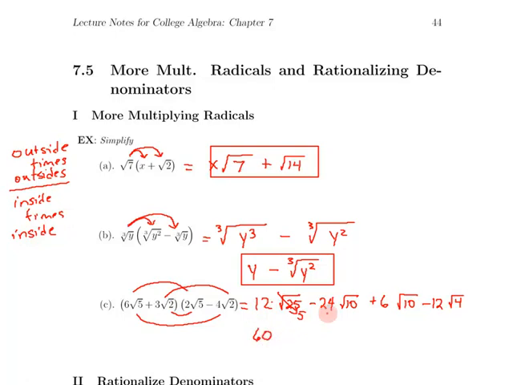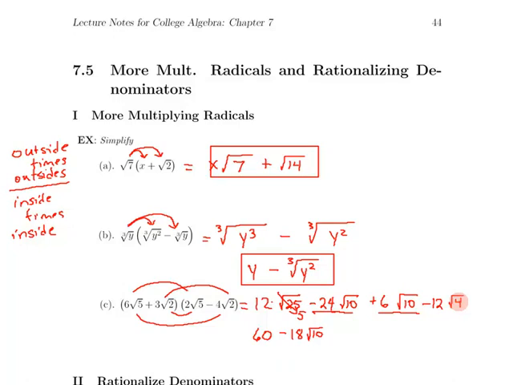Okay, I cannot simplify this any further, but I do notice that I have two terms that have a square root of 10. I can't pull a perfect square out of 10, so again, I can't simplify them individually, but I can combine them because they are like terms. Minus 24 plus 6 gives me a minus 18 square roots of 10.